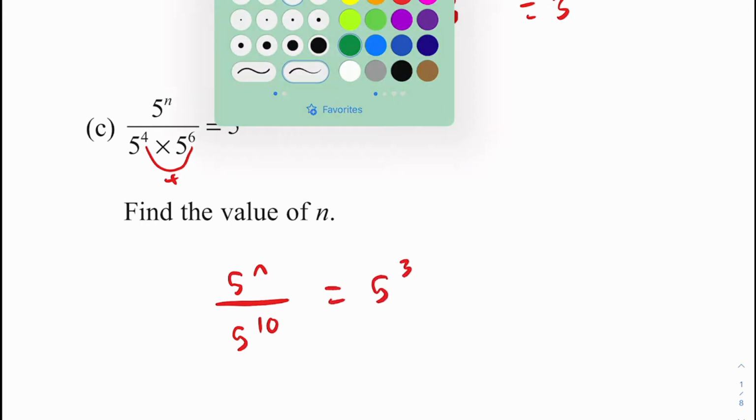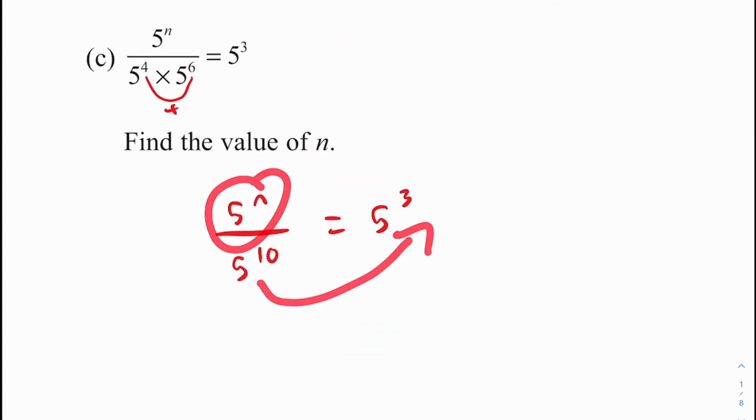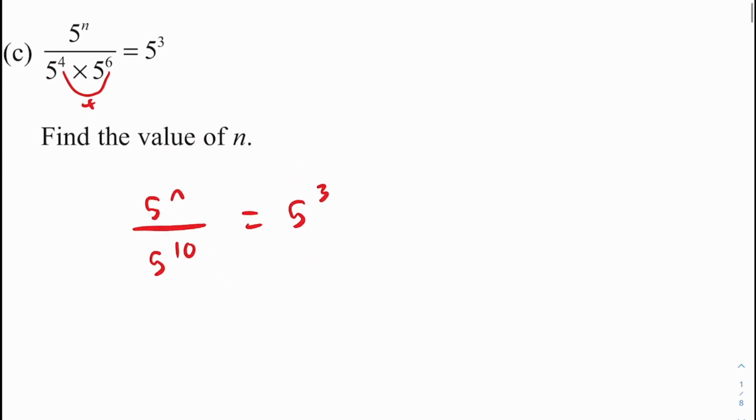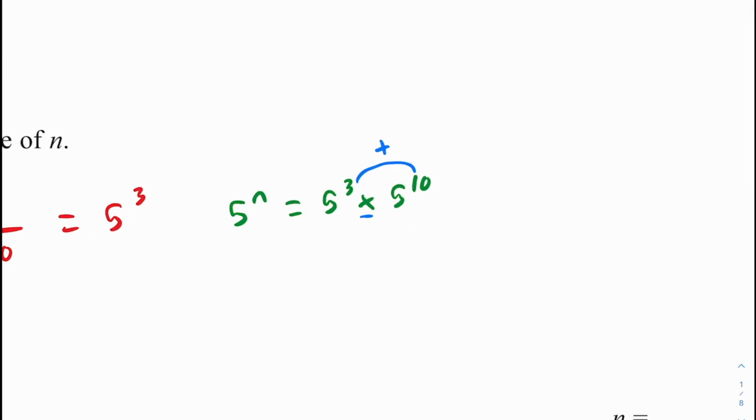What we then need to do is multiply by 5 to the power of 10 on both sides, so that we are left with 5 to the power of n on its own. So when we multiply both sides of the equation by 5 to the power of 10, we are left with 5 to the power of n is equal to 5 to the power of 3 multiplied by 5 to the power of 10. And again, we are going to use our addition rule. I'm going to stop highlighting it soon because it should become fairly obvious when we need to use it. So therefore we can say that 5 to the power of n is equal to 5 to the power of 13. Just comparing these two expressions, we can see that the n is being replaced by 13, so therefore n is equal to 13.